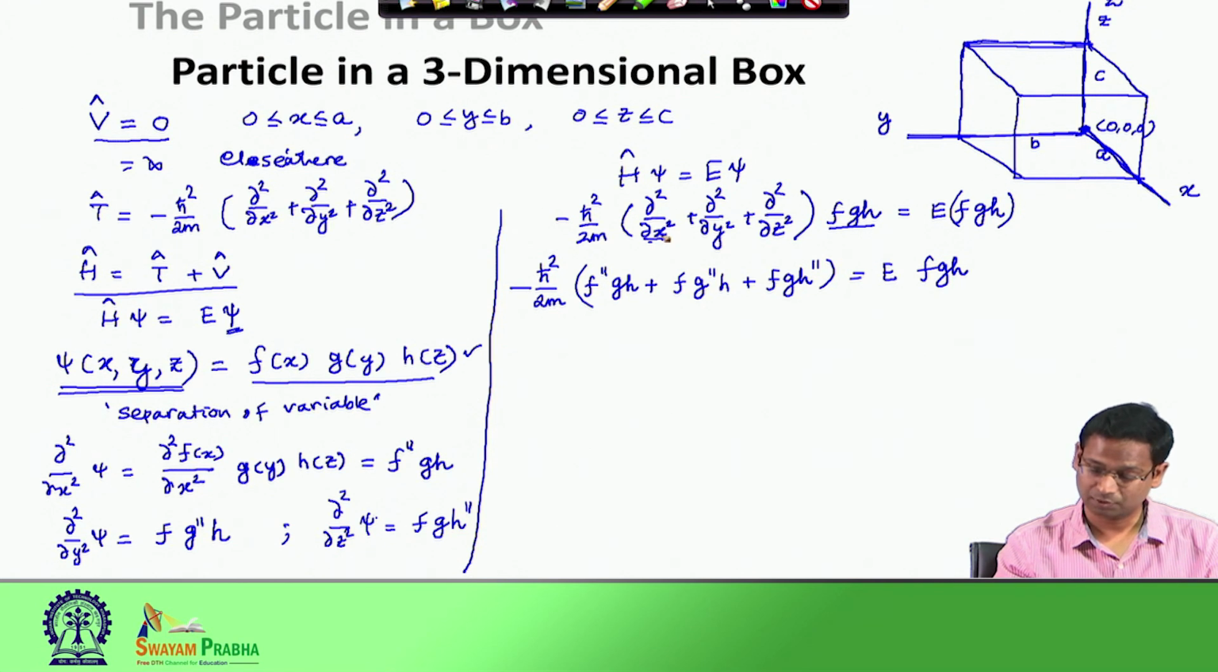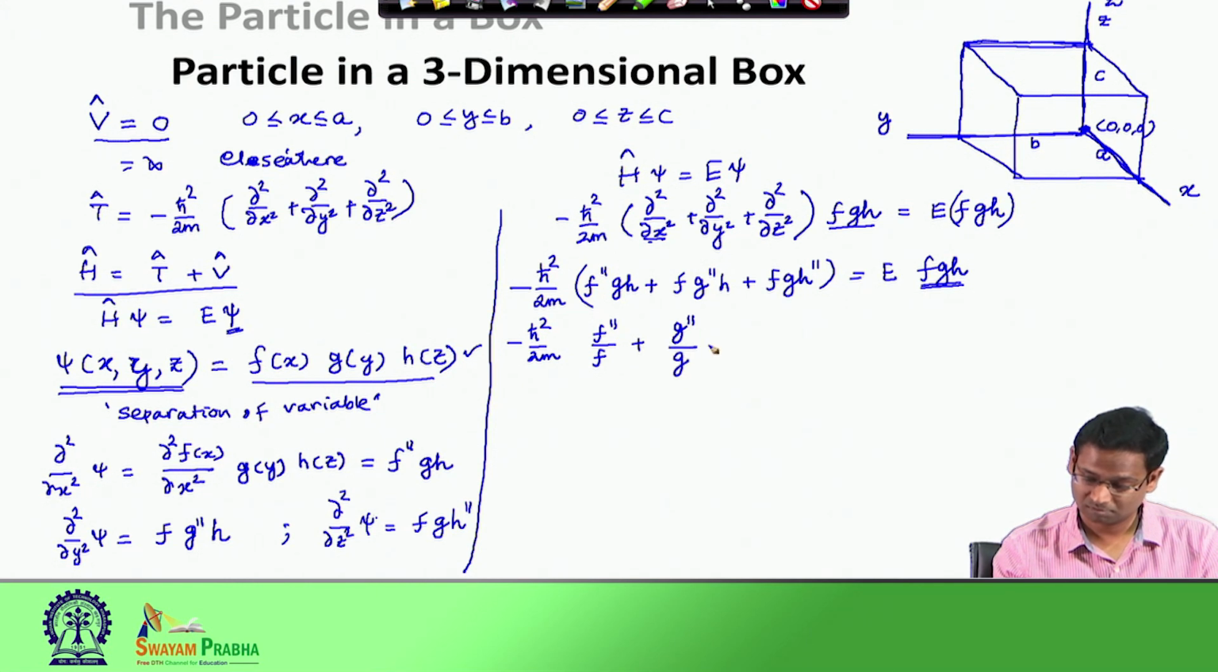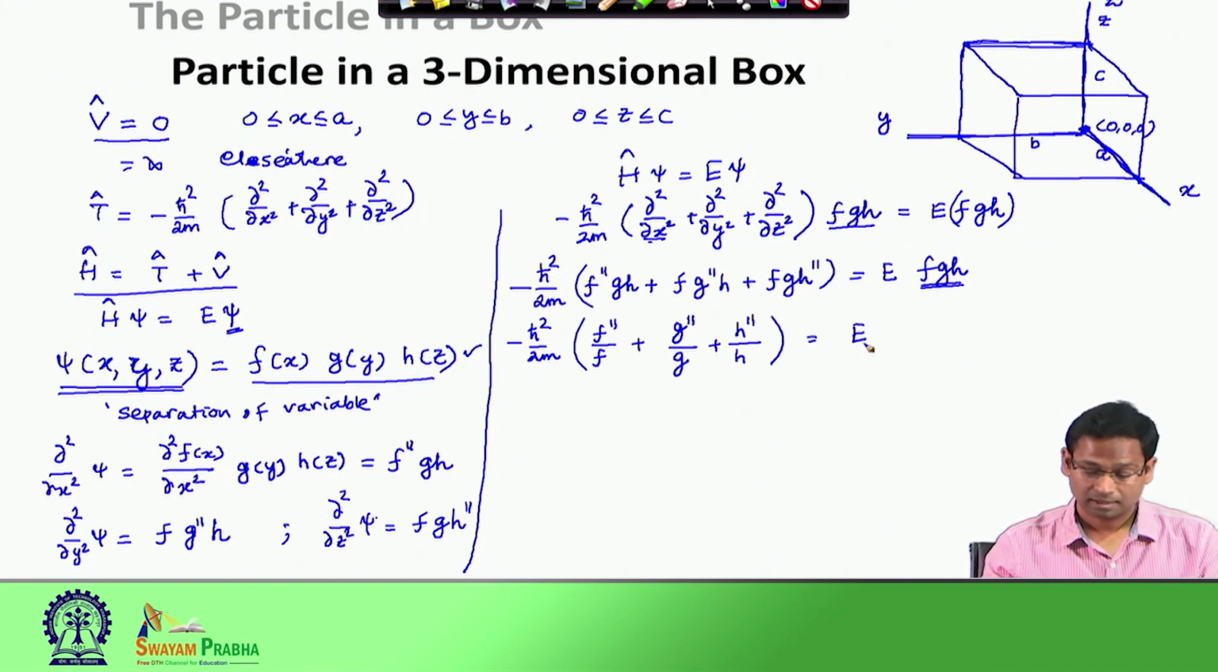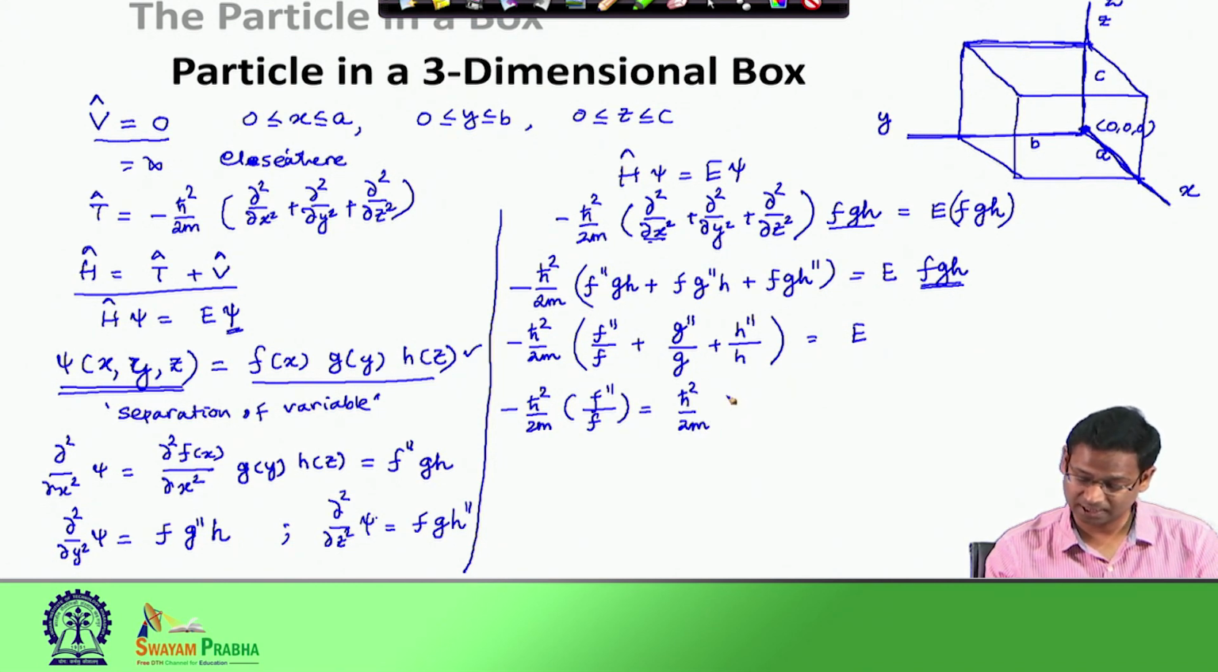So, the first term is coming when I am differentiating with respect to x. The second term is coming when I am differentiating with respect to y. The third term is coming when I am differentiating the function with respect to z. And in both the right hand side and left hand side, I can divide by f g h. In that case, I will be left with this, and this E is the energy in the Schrödinger equation, and this is of course going to be a constant. I can rewrite this equation in the following way. I am going to take the g and h functions to the right hand side.